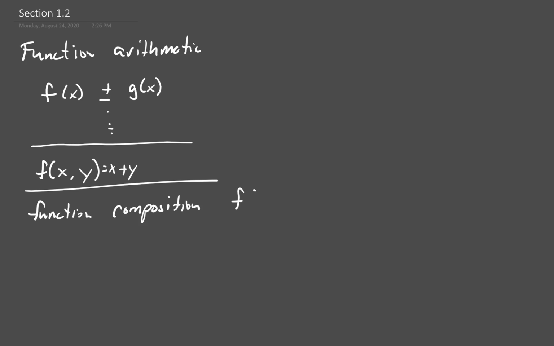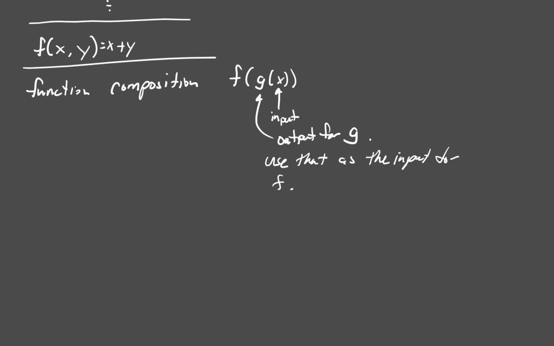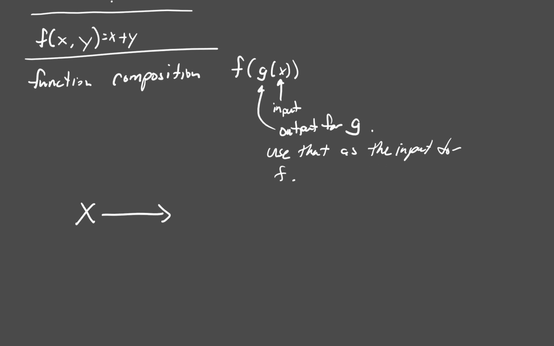So I've got f of g of x, right? I've got an input. I get the output for g, and I use that as the input for f. So in some sense, graphically, I start with x, I hit it with g and I get g of x. I hit it with f and I get f of g of x.